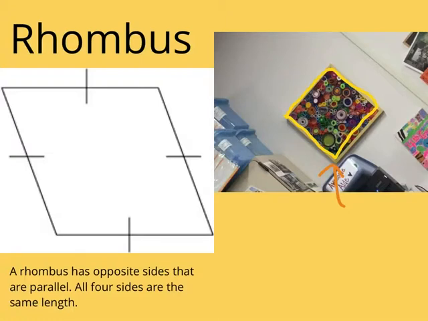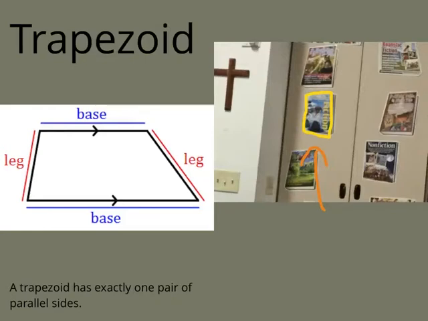Rhombus. A rhombus has opposite sides that are parallel. All four sides are the same length. There is a real-life example of a rhombus. Trapezoid. A trapezoid has exactly one pair of parallel sides. There is a real-life example of a trapezoid.